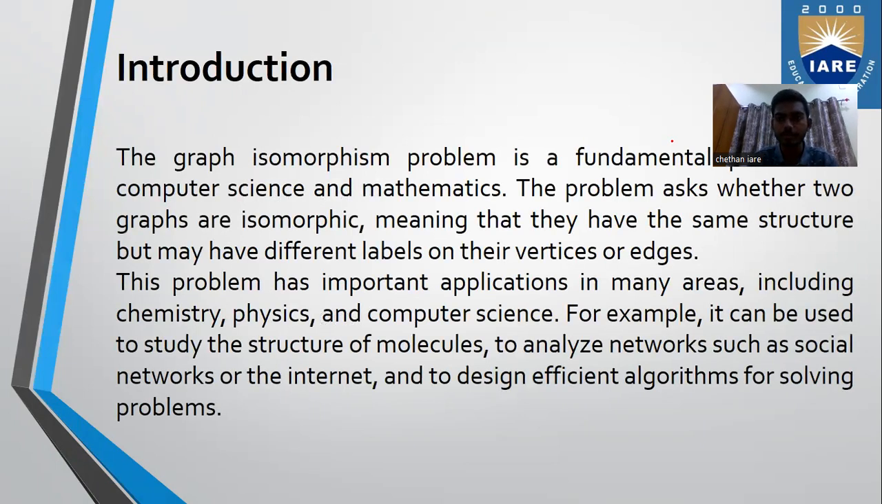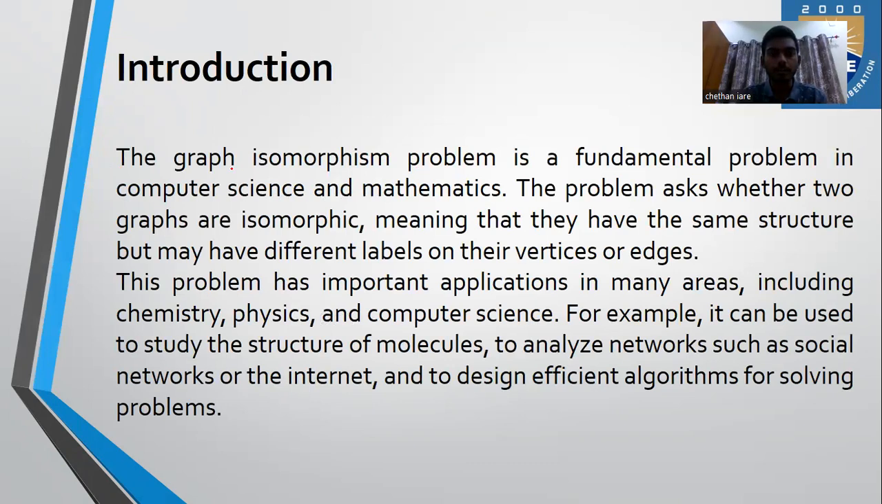So let us check. The graph isomorphism puzzle is a fundamental problem in computer science and mathematics. The problem asks whether two graphs are isomorphic, meaning that they have the same structure but may have different labels on the vertices or the edges. So the graph will be either a triangle or rectangle, or whatever shape it might be. So it has to have the same vertices or same edges in their problems.